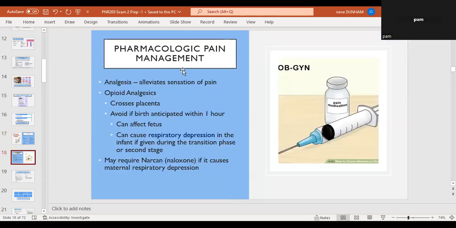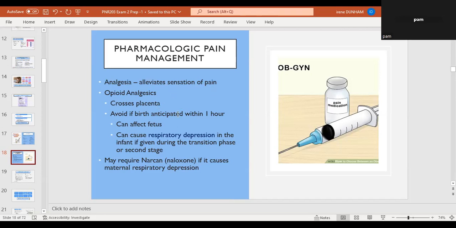And let's go on. So that was anesthesia. Now you have pharmacological pain management. So you have analgesia, where an analgesic alleviates the sensation of pain. Okay. And you always remember that it crosses the placenta. So we already went over the proper time to give these kinds of medications so that the baby comes out okay. If you give a narcotic, it can affect the fetus if she delivers within 1 hour. So you have to be very careful with that.